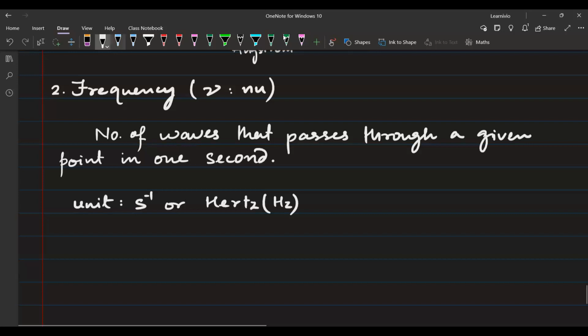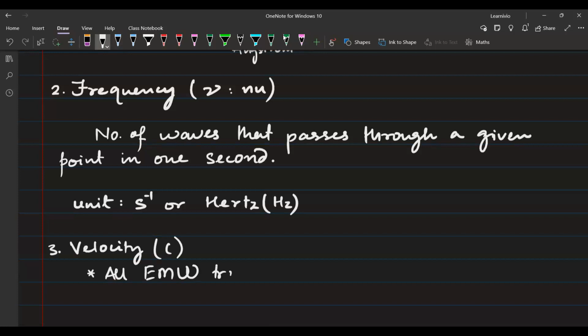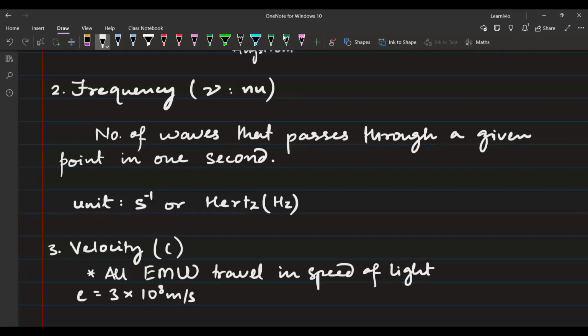After this, see the third one, velocity. Velocity is usually denoted by v, but we are going to represent it by c because all the electromagnetic waves travel at the speed of light. Okay? So you will write: all electromagnetic waves travel at the speed of light. Therefore, the value of c will be equal to 3 into 10 to the power 8 meter per second.